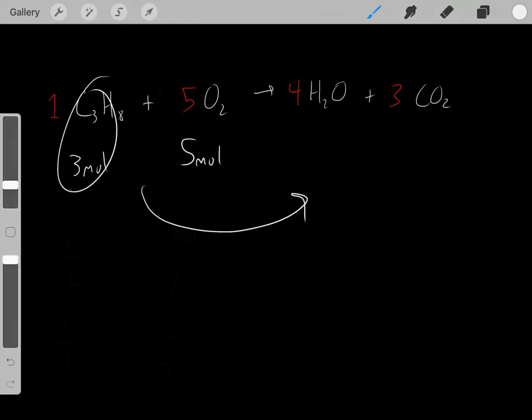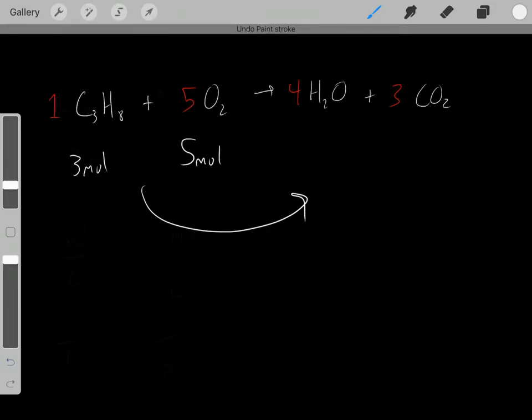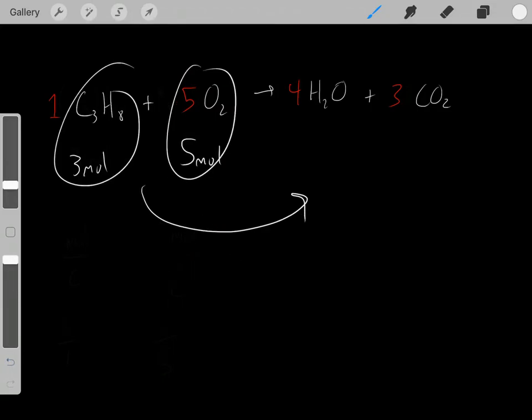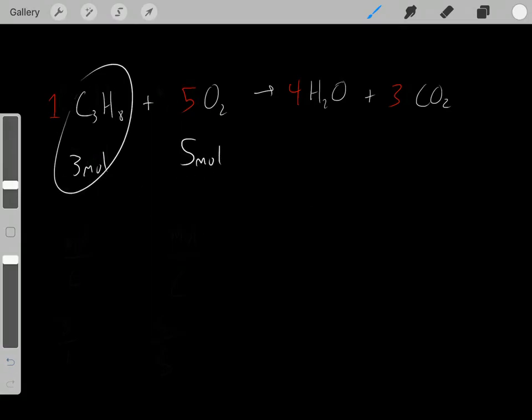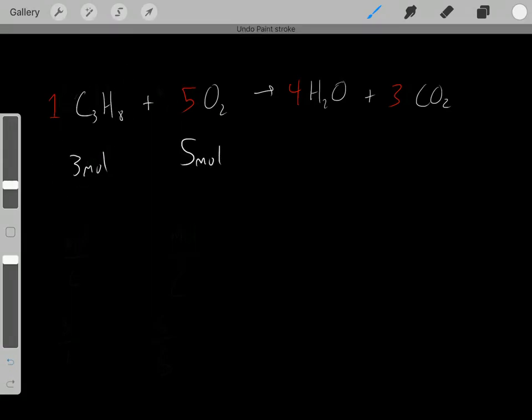However, we know one of these reactants is going to run out before the other reactant, which essentially will halt the reaction and stop the reaction from occurring. So which reactant is going to act as the limiting reagent? If we have 3 moles of this reactant and 5 moles of this reactant with this balanced equation, which reactant is going to be the limiting reagent and run out first?